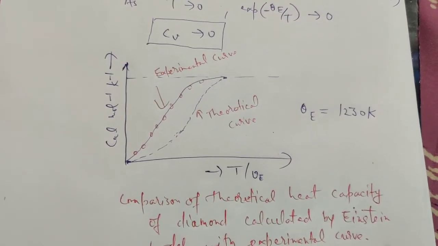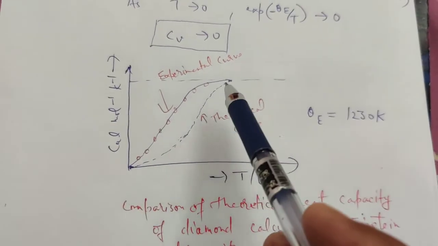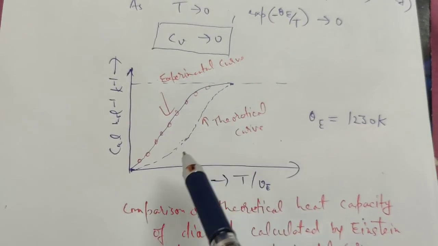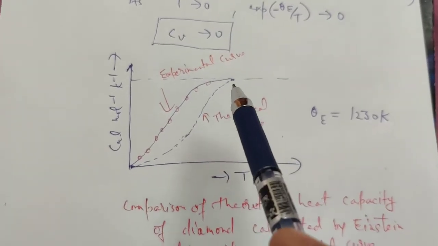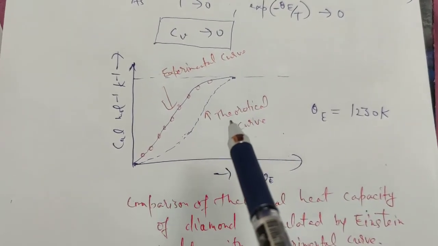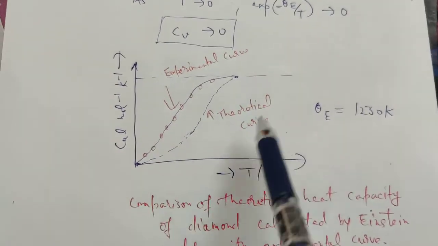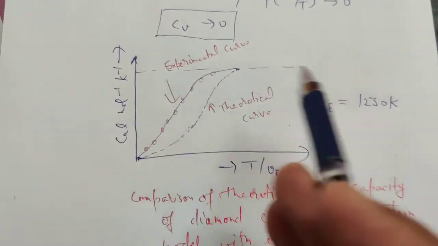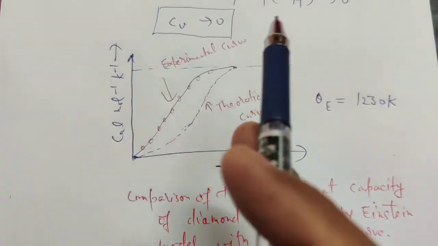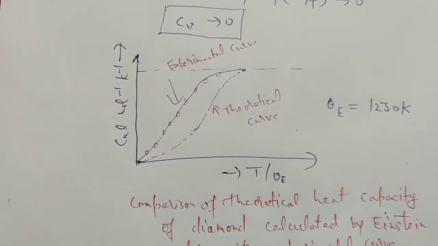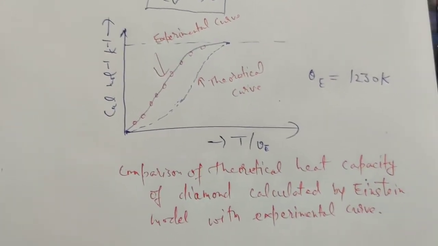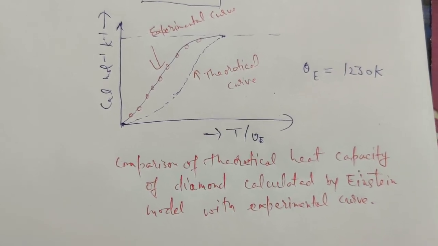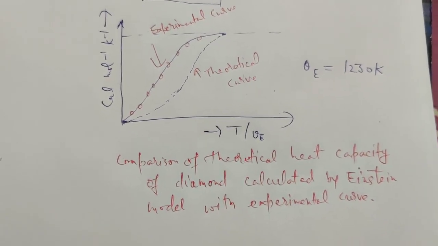In fact, if you want to remove this discrepancy, you have to assume that atoms do not vibrate independently, but they vibrate with a coupled nature, meaning they are coupled to each other, so the vibration of a particular oscillator affects the vibration of its nearest neighbor. That will be discussed in the next lecture, that is, Debye's model of lattice heat capacity.